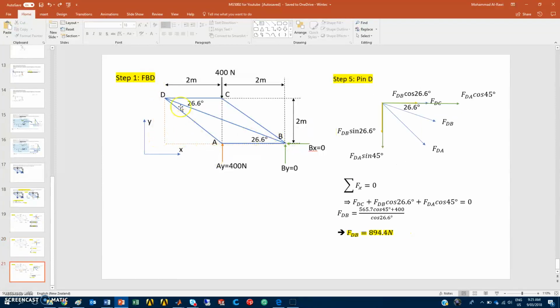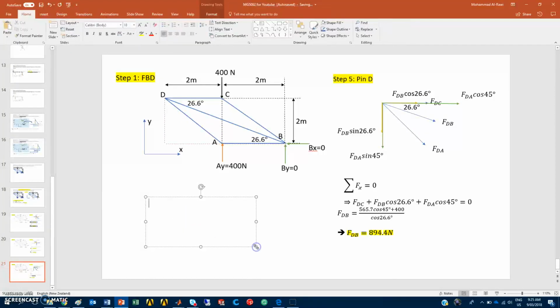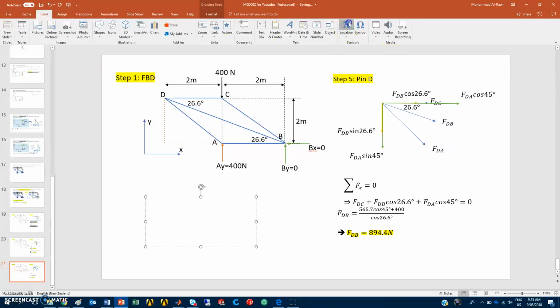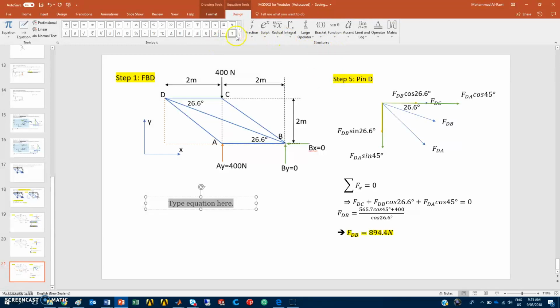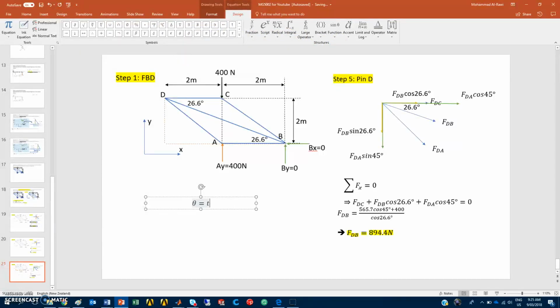What do you have at pin D? You have an angle we need to determine, which is this one. How do we determine it? I just extended this line here, intersecting with this point. So this distance is 2 meters plus 2, and the top one is equal to 2. So it's very easy to find this angle. If you forget, I'll write it down for you here. If we call this angle theta, let's find theta equals tan inverse.